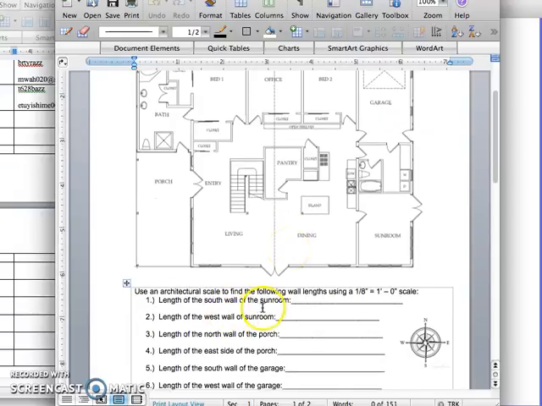And so it says south wall. So we got our compass over here. We got our north, south, east, west. So our south wall is going to be down here. So we want to find the length of this wall right here of the sunroom.